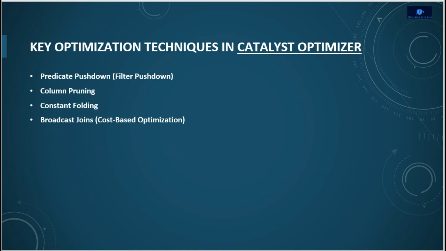We have some key optimization techniques for the Catalyst Optimizer. The first one is predicate pushdown, which is filter pushdown. As I already mentioned, it filters the data as per age, like age greater than 30 and age less than 50.